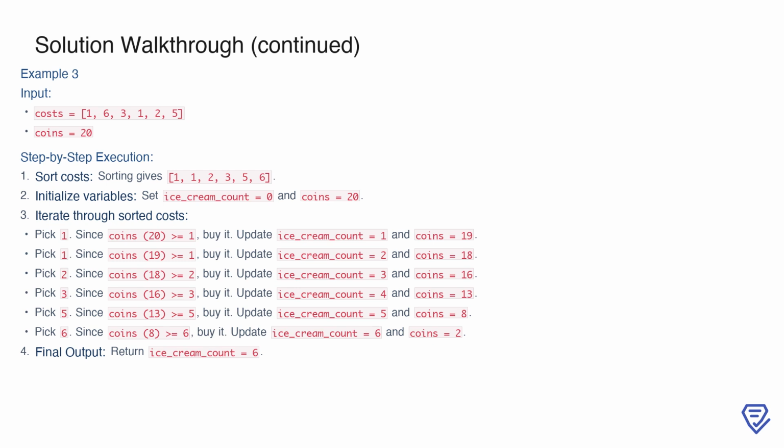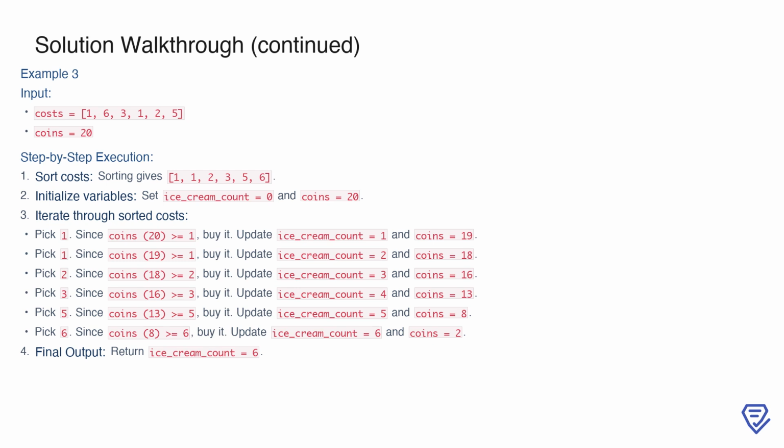The first cost is 1, which we can afford, so we buy it, incrementing the count to 1 and reducing the coins to 19. The next cost is also 1, so we repeat the process, bringing the count to 2 and coins to 18. We then buy the next options 2, 3, 5, and 6, reducing the coins further after each purchase. By the end, we have bought 6 ice creams, and our remaining coins are 2.